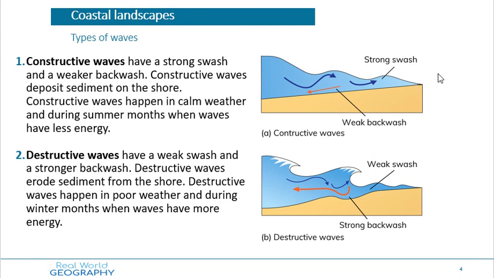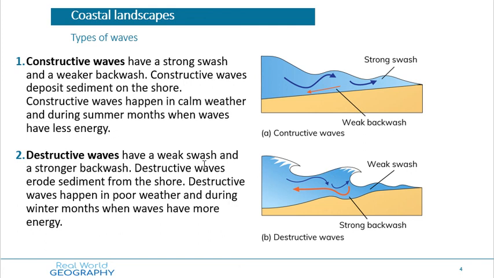So what does the backwash do? When the backwash is retreating back out to sea, it's slow, so it simply drops the sediment on the beach. And this will form a beach, guys, okay, constructive wave. Okay, so again, the strong swash goes up the beach, and then it stops, and then as it retreats back down, it doesn't have a lot of energy, so it just drops its load. It drops bits of sand and shingle onto the beach, and that's basically, guys, what forms sandy beaches. Okay, very, very straightforward.